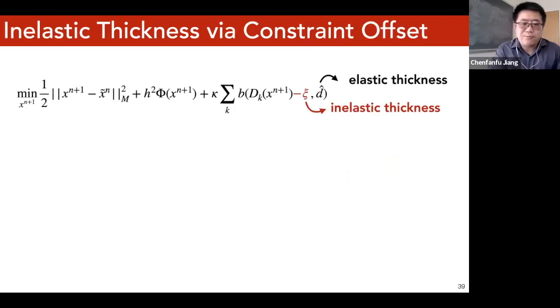Now, furthermore, it's also possible to introduce a constraint offset in the barrier function to provide an inelastic thickness modeling. So this inelastic thickness will ensure that objects are guaranteed to be separated at a certain finite value. And to do that, we just need to subtract some thickness value from the distance inside the barrier function.